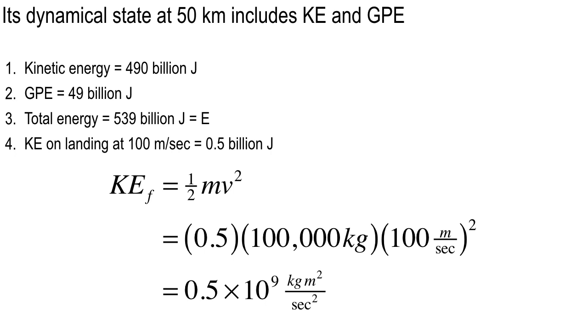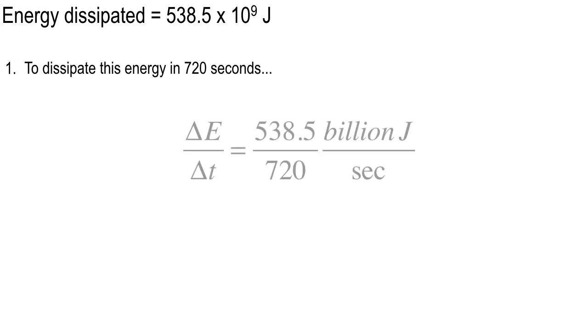Now, all right, so this is a total of 539. And we want to dissipate that. Oh, 720 seconds. Oh, man. That's a lot of joules to drop. Now, how can I say that? Well, let's figure this out. Of that 539, it's going to lose almost all of it. It needs a half a joule for landing.